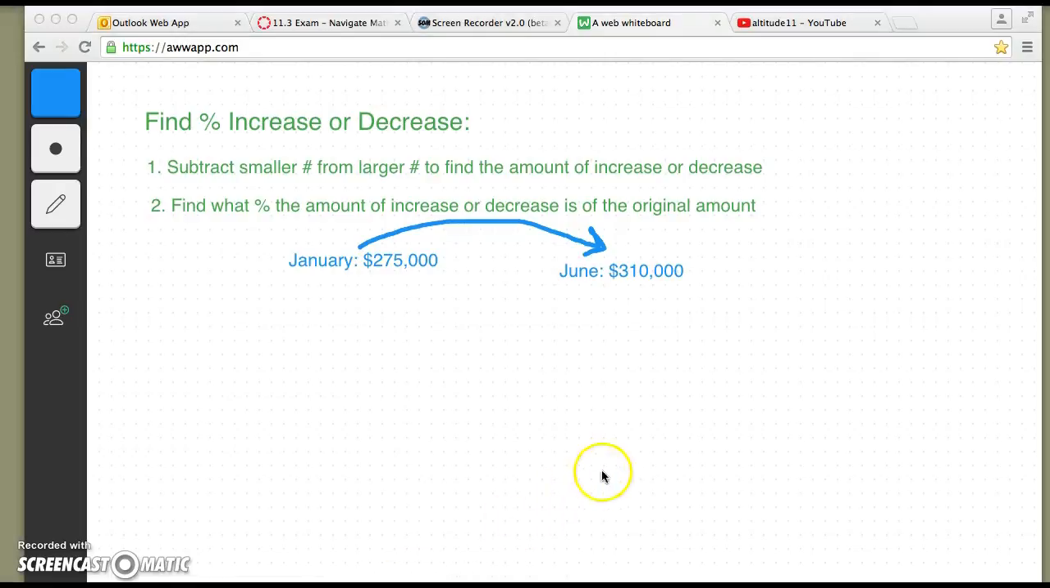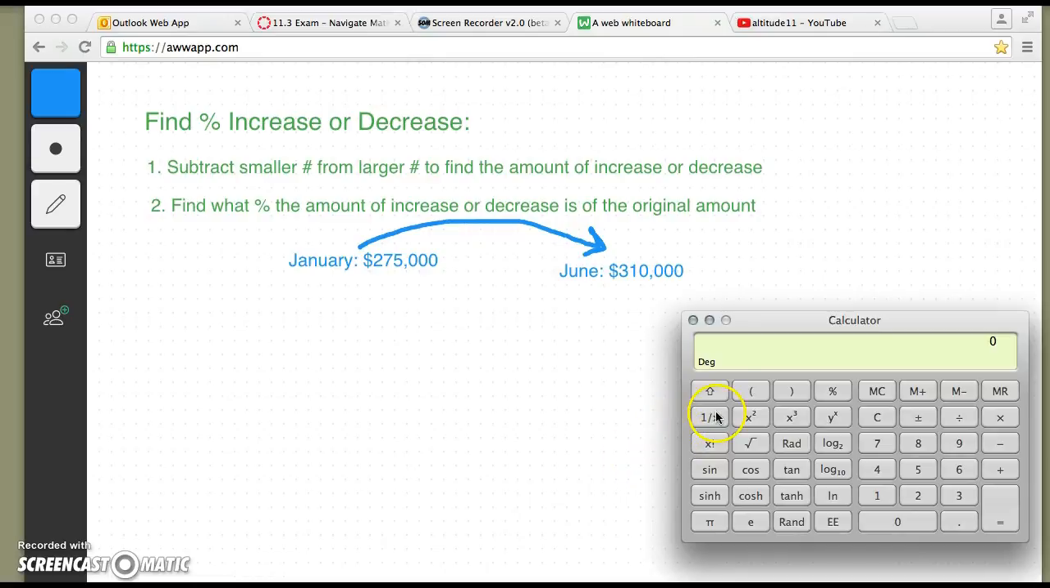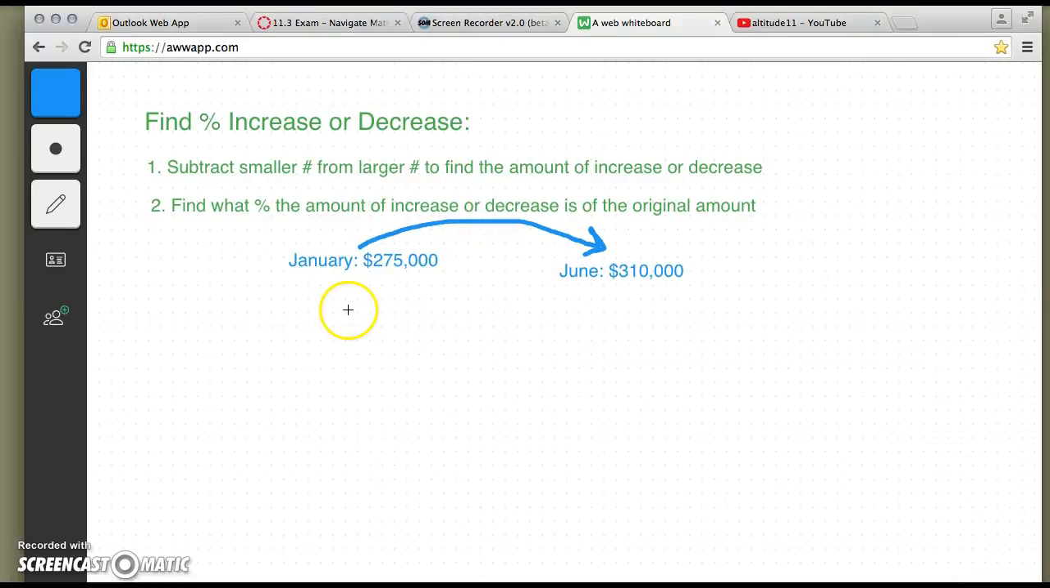Let's open up our calculator. So we're going to subtract the smaller from the larger. So we take our larger, 310,000, and subtract from it the smaller, 275,000. So that means we have a $35,000 increase. So our increase is $35,000.